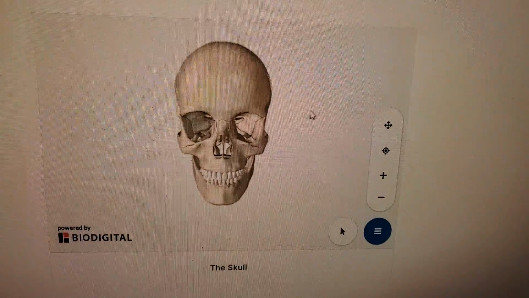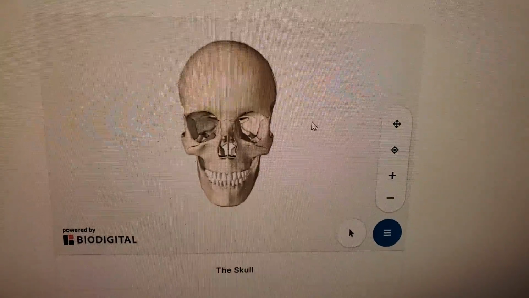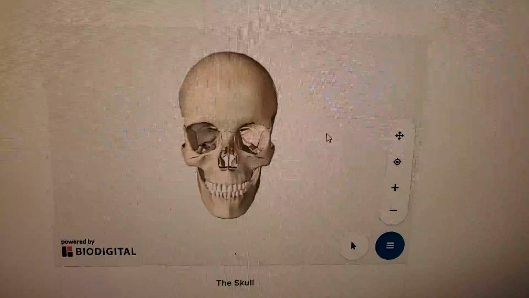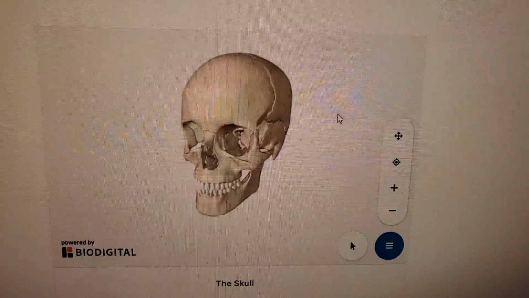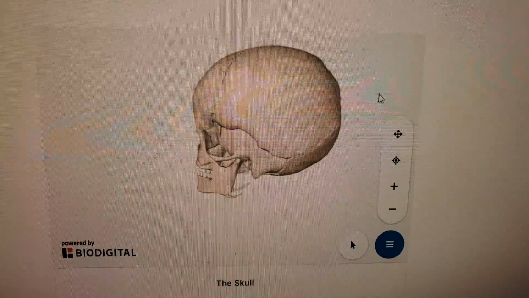Hello everybody. So in today's video we're going to be talking about the skull. And so as you can see, there are many different shaped bones in the skull.